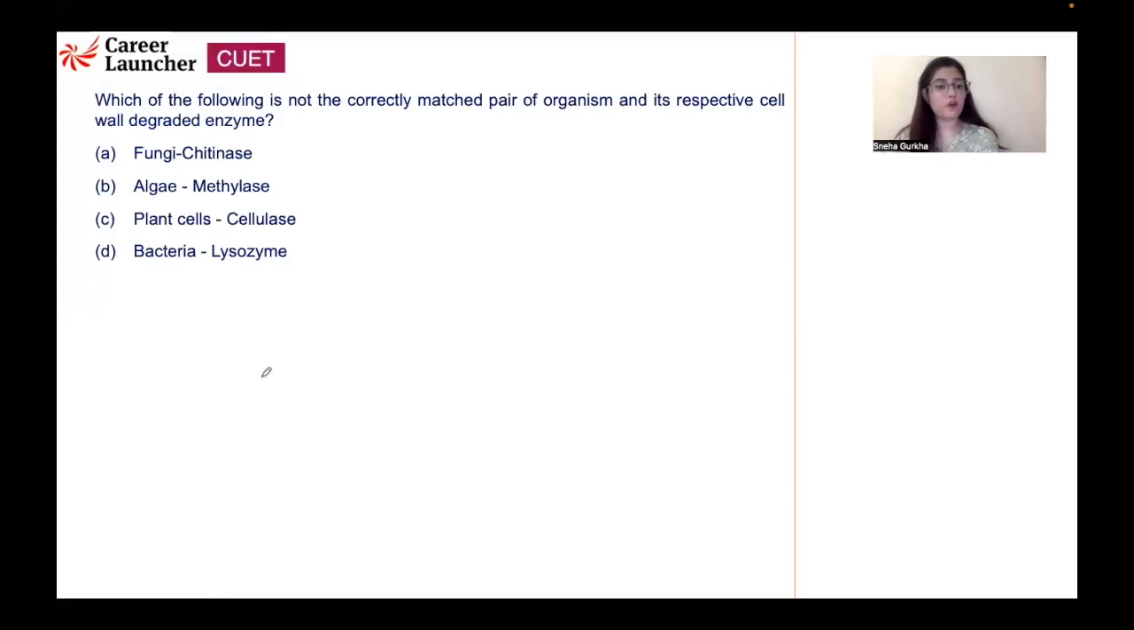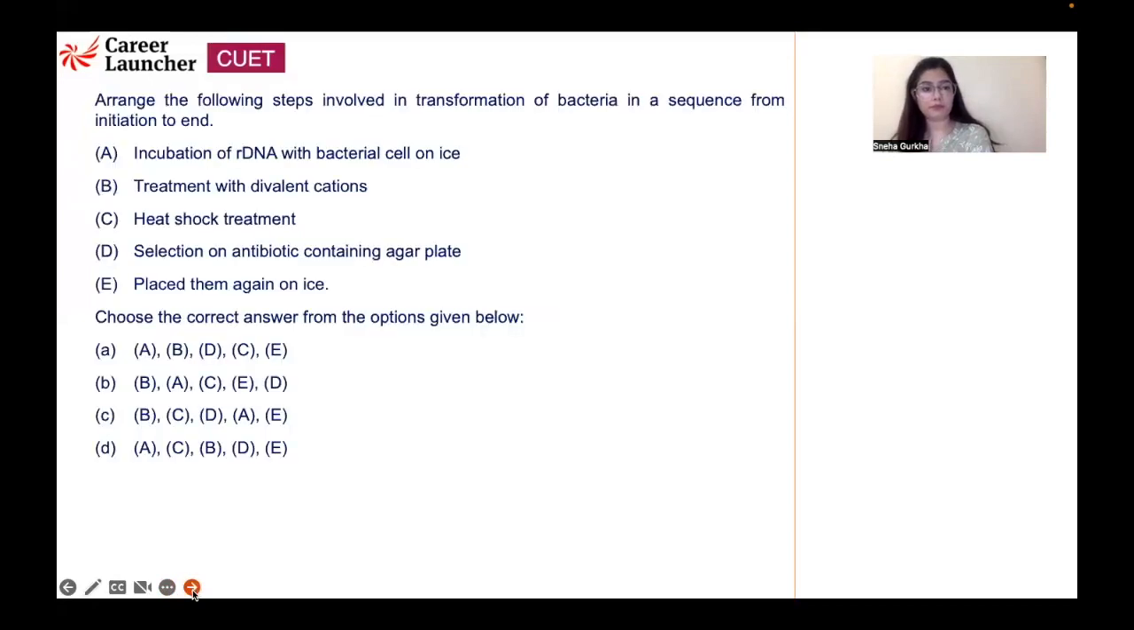Next, which of the following is not correctly matched pair of organism and its respective cell wall degrading enzyme? Fungus with chitinase is correct. Plants with cellulase is correct. Bacteria with lysozyme is correct. Algae and methylase is an incorrect combination. Methylase cannot digest the cell wall of algae. So option B here is going to be correct.